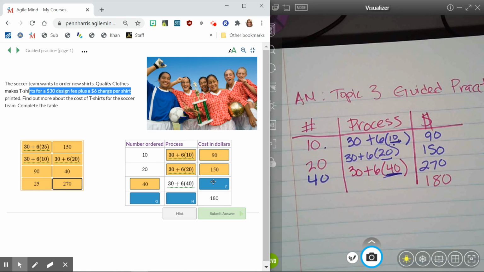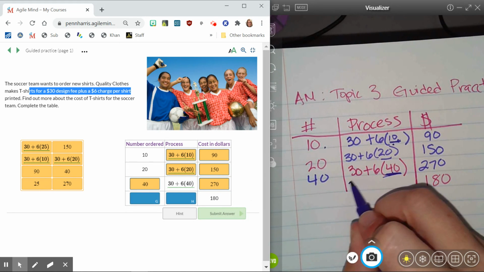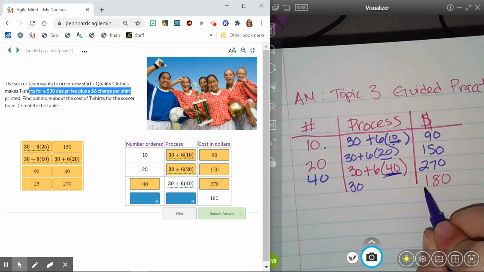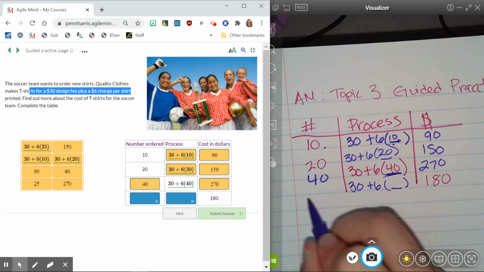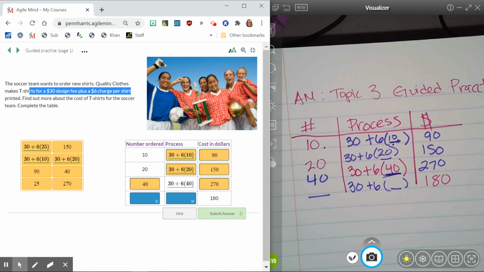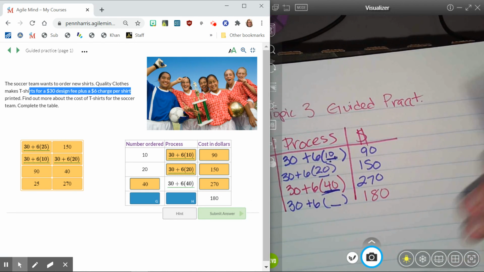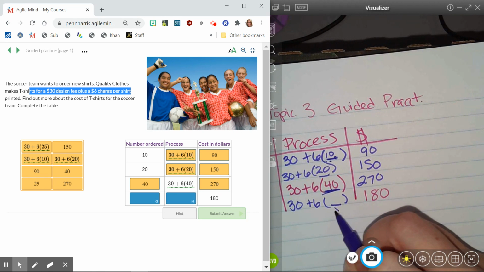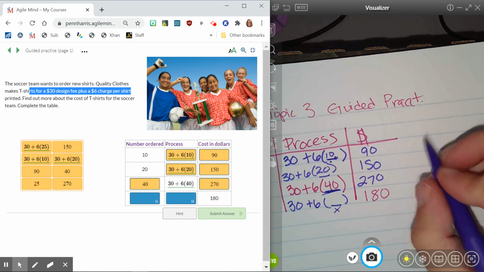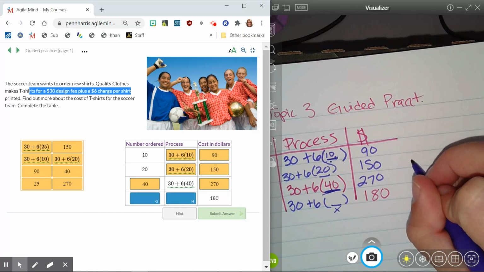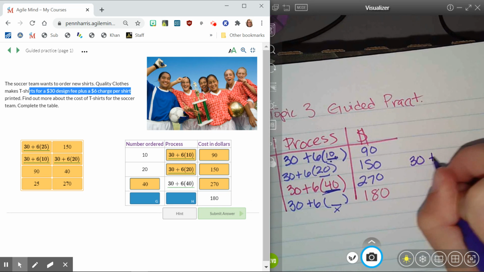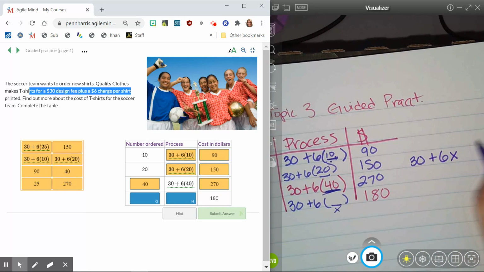Now this time, man, we're going to have to do a lot of work on this one. This time, they give us just the $180 and they want to know how many shirts did we buy. Okay, so for this, we're going to have to work backwards a little bit. We're going to assign an X into that variable, and we just got done practicing how to solve our two-step equations. So we're going to say $30 plus 6 times my X, my unknown, equals $180.